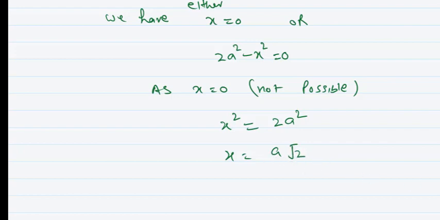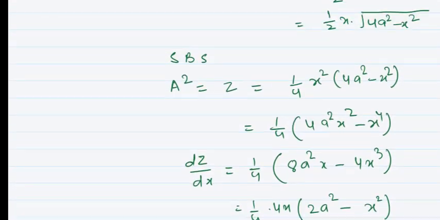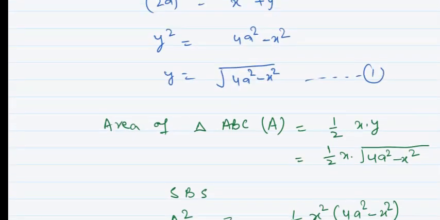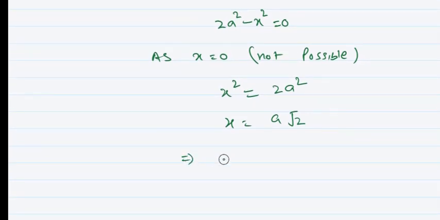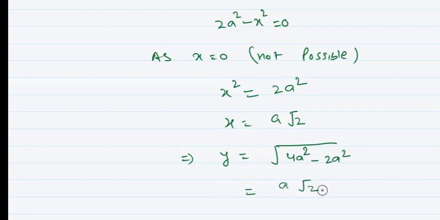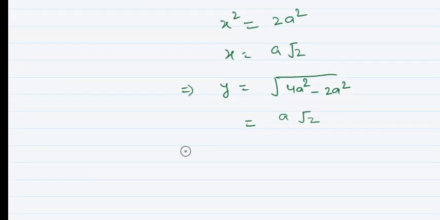Now as I told you, we can find out other side from here itself by using relation number 1, 4a square minus x square. Which implies y is equal to square root of 4a square minus x square, means 2a square. So from here again you are getting the value of y as a root 2. So the one part of the result has been proved. So this implies triangle is an isosceles triangle. Okay, one part has been proved.